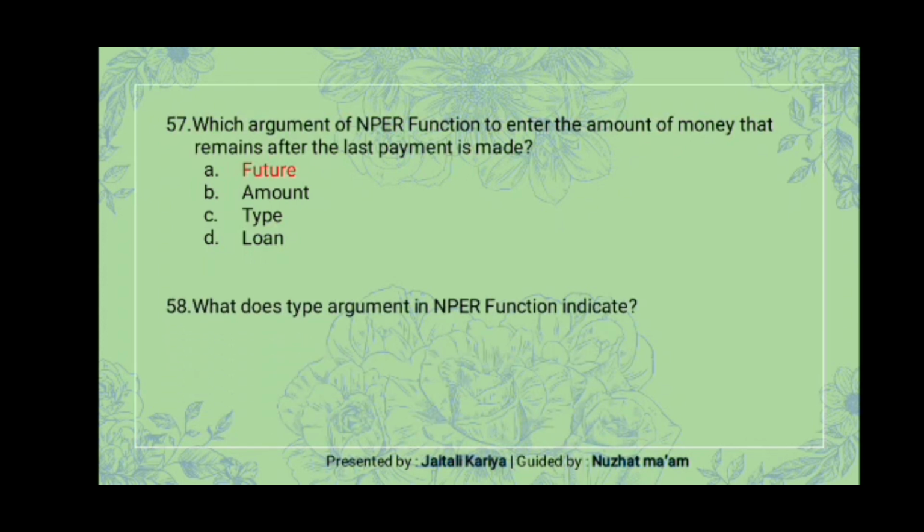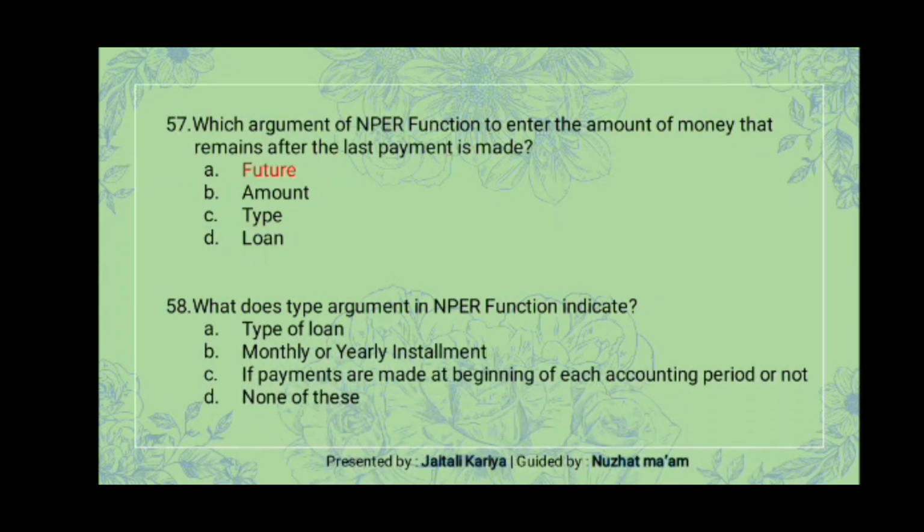58. What does type argument in NPER function indicate? A, type of loan. B, monthly or yearly installment. C, if payments are made at the beginning of each accounting period or not. And D, none of this. And the correct answer is C, that is if payments are made at beginning of each accounting period or not.